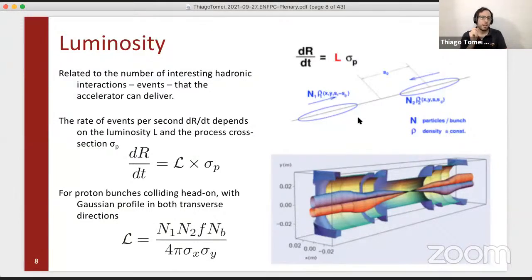Remember, luminosity is related to the number of interesting hadronic interactions, which we are going to call events, that the accelerator can deliver. Now, if you're interested in a process which has a cross-section sigma_p, you know that the rate of events per second is the luminosity times this process cross-section. Now, you have this formula that if you have proton bunches colliding head-on, with a Gaussian profile in the transverse directions, it relates the number of protons in the bunches, the frequency of revolution, the number of bunches, and the width of the beams in both directions.